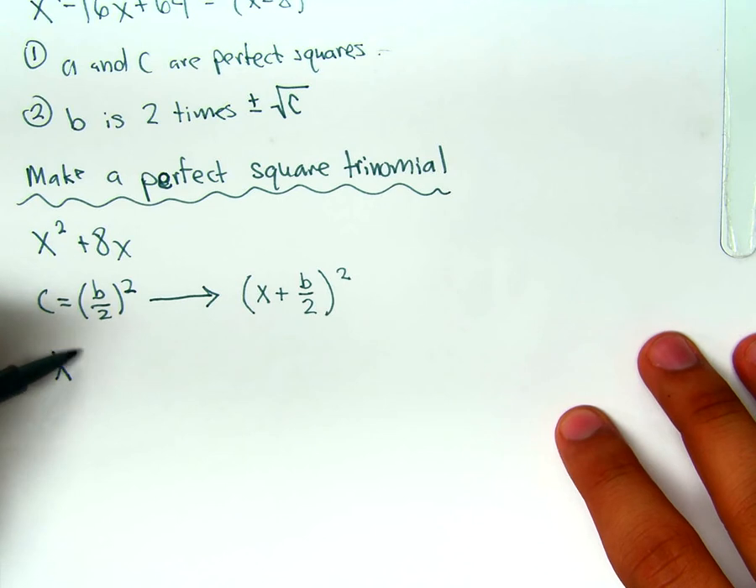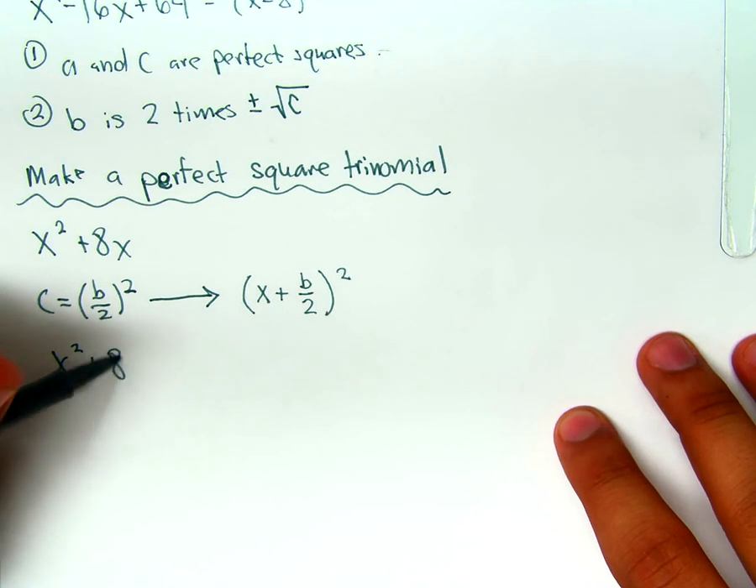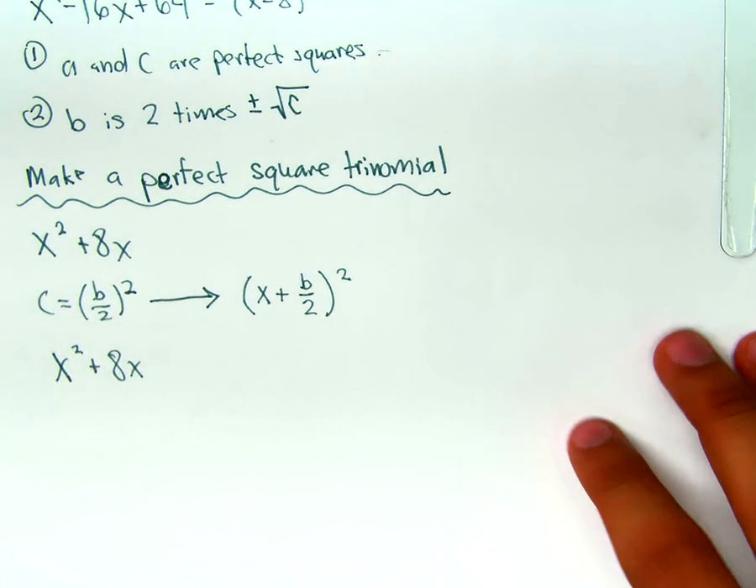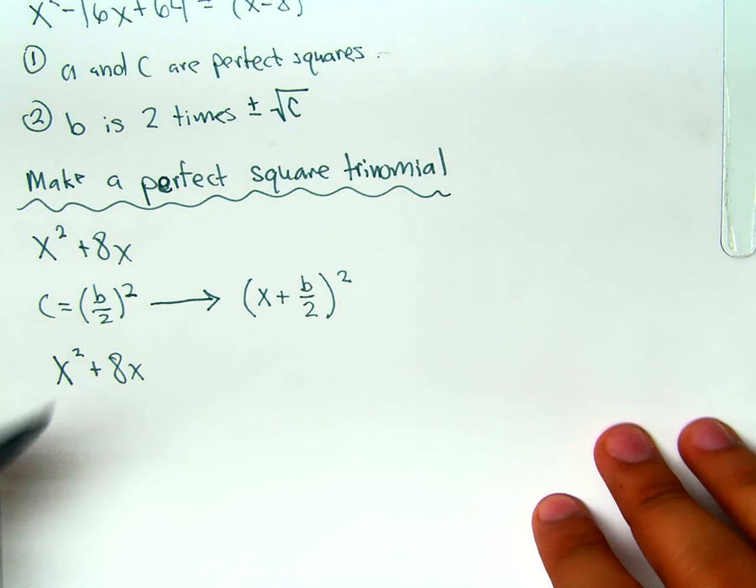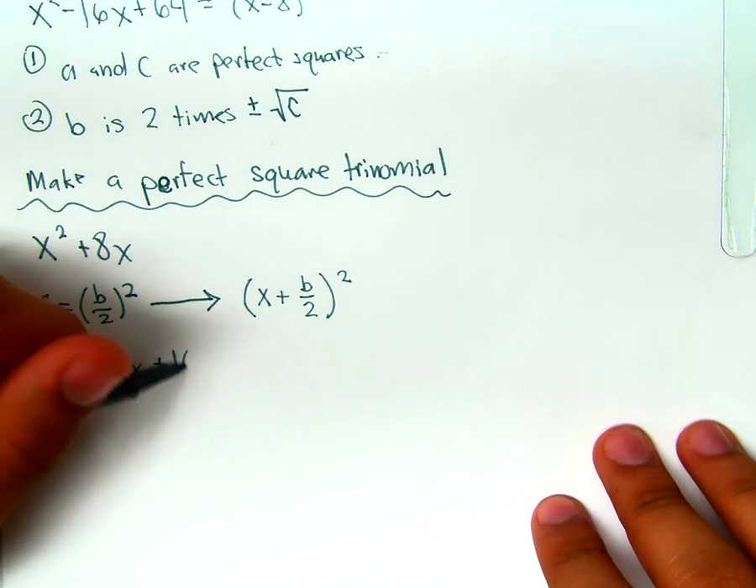So for example, if we wanted to make this a perfect square trinomial, we would add c. What is c going to be? That's not a rhetorical question. Yeah, 16. Okay, it's 16, because our b is 8. So b divided by 2 is 4. And 4 squared is 16. So we're going to add 16.